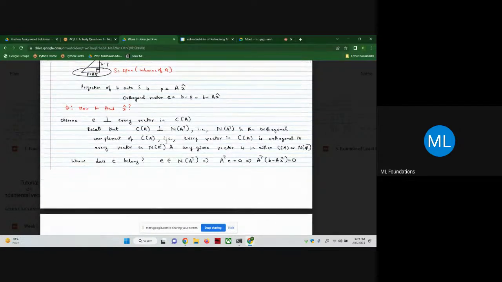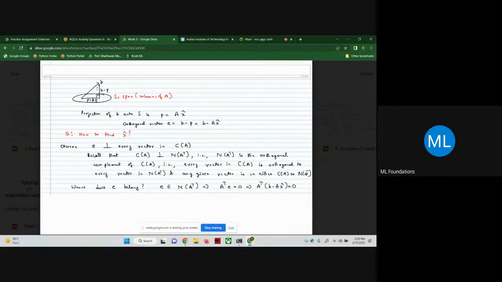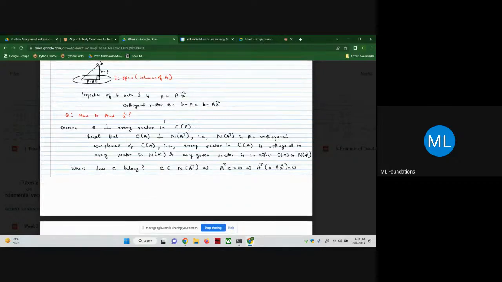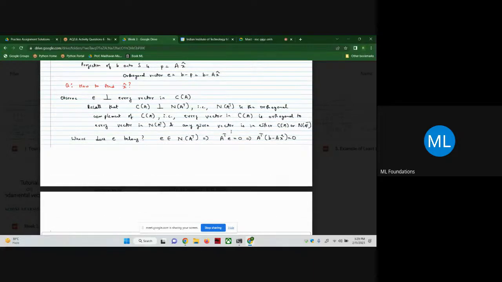Just like we have seen before, E is perpendicular to A. Now since E belongs to the null space, we know that E will be perpendicular to every vector in the column space of A. Using that, we get A transpose E equals 0, since E is perpendicular to every vector in the column space of A.